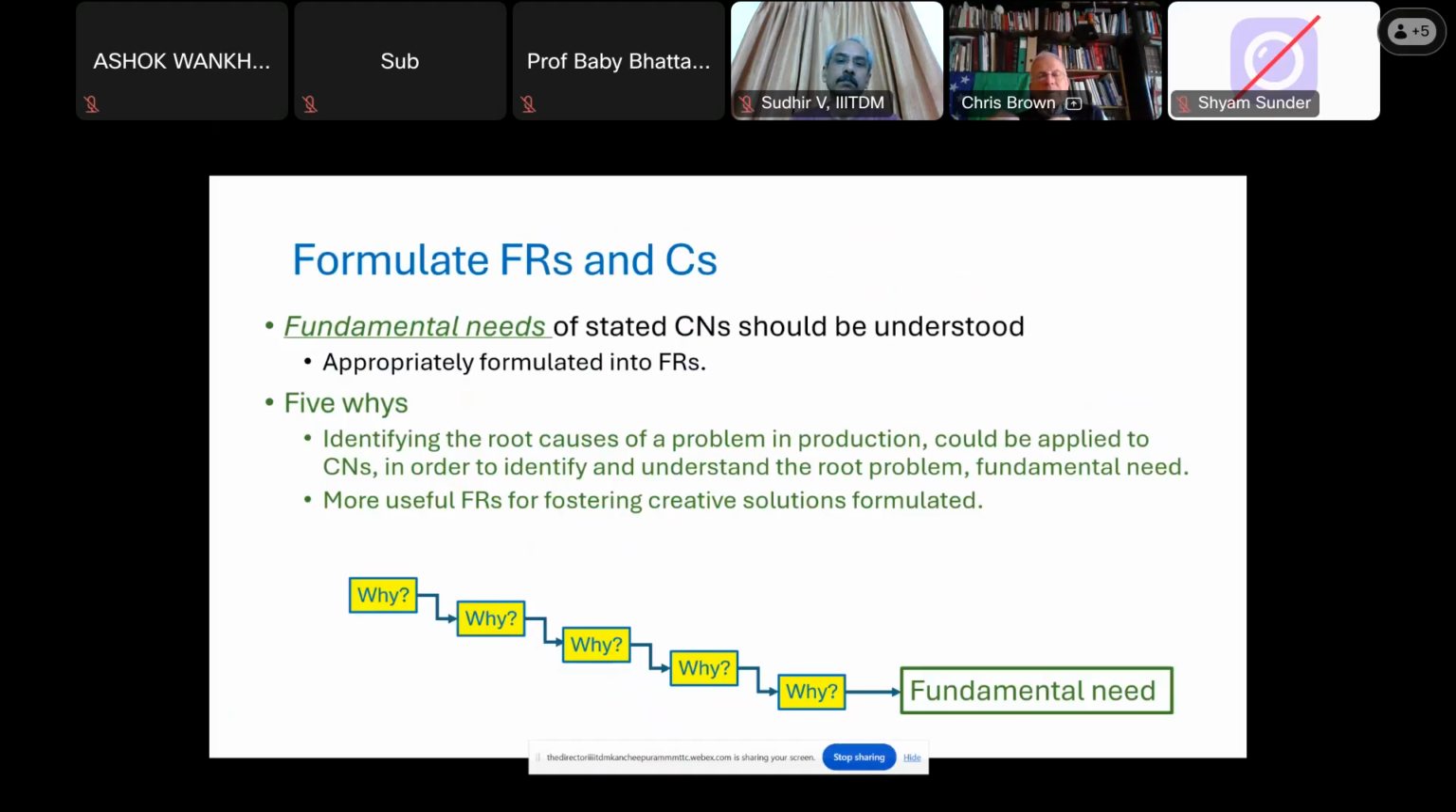When there is a problem, so we're trying to solve a problem, let's ask why several times when we start formulating our FRs and see if we can develop a better FR that will be more useful in finding a solution. So understand, why do you want faster horses?